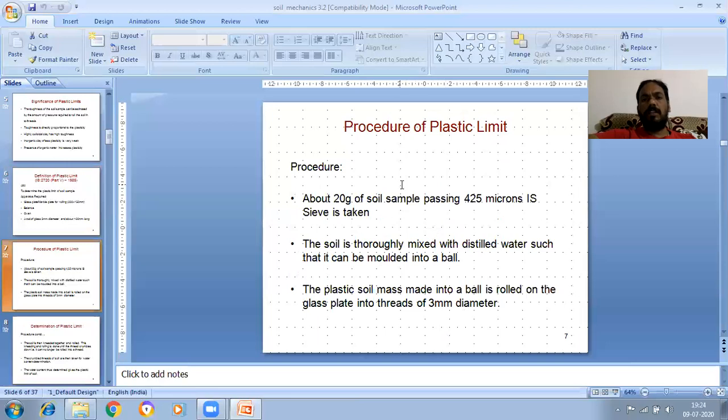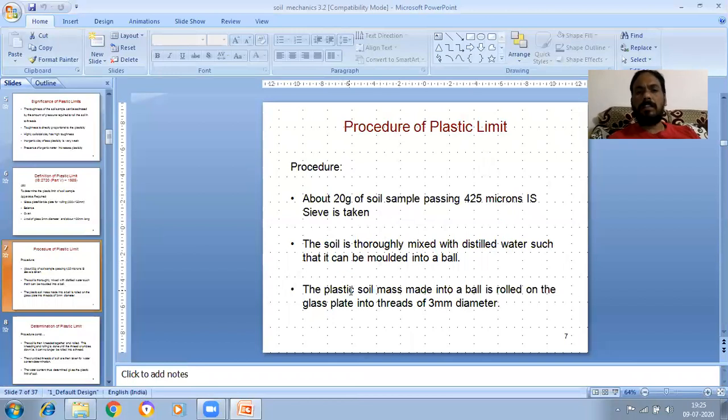What is the procedure of the test? About 20 grams of soil sample passing 425 micron IS sieve is taken. Even in the liquid limit test, the same 425 micron IS sieve passing soil is taken. Here also the same. Next, the soil is thoroughly mixed with distilled water such that it can be molded into a ball.